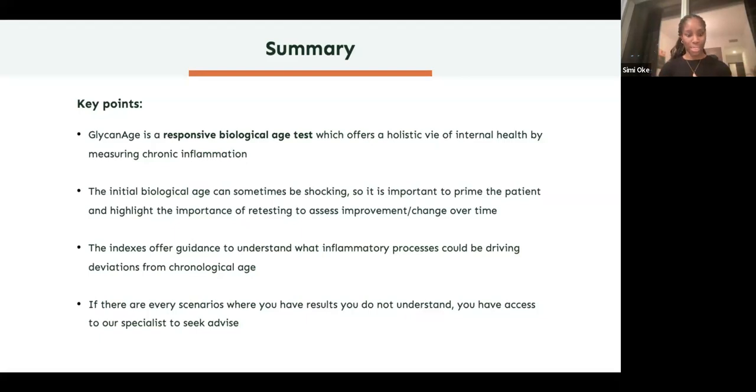If you are a partner who's using GlycanAge in practice and you have questions or results that you're not sure about, we have a really helpful tool on the dashboard which allows you to book a call directly with one of our specialists or glycobiologists. These are typically people who've worked in the lab or who have PhDs in this area of science, who can give you some information to help you further understand those results. So if you get an unusual result and you're not sure about it, you can book a call with us to get further information and more specific advice about the cases.